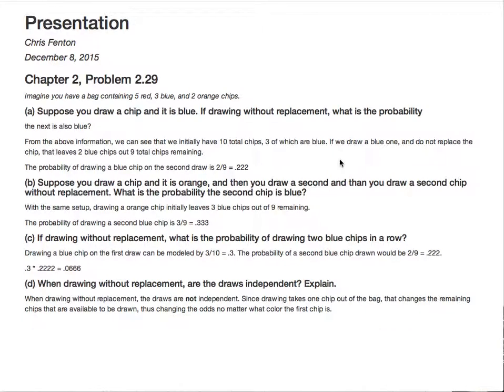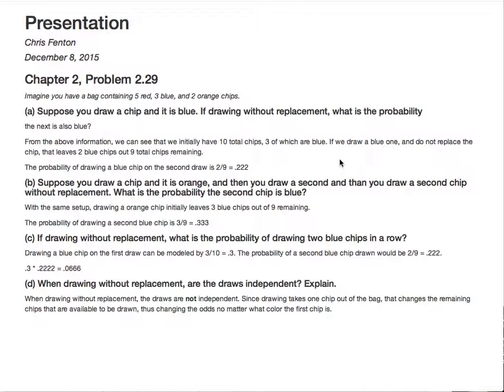Okay, so for my presentation, I'm going to be reviewing problem 2.29 from chapter 2 of the book, and this is a probability problem where we're going to be drawing chips out of a bag. The situation that the book sets up for us is that we have 5 red chips, 3 blue chips, and 2 orange chips. We put those all in a bag, and then we're going to draw chips and see how that impacts subsequent chip draws.